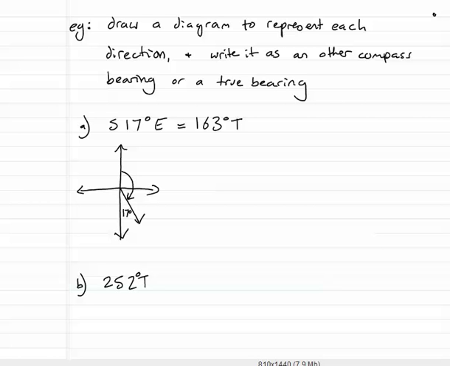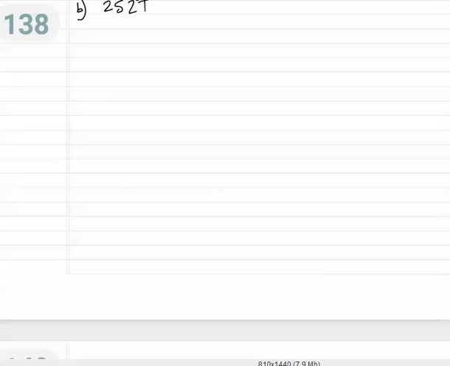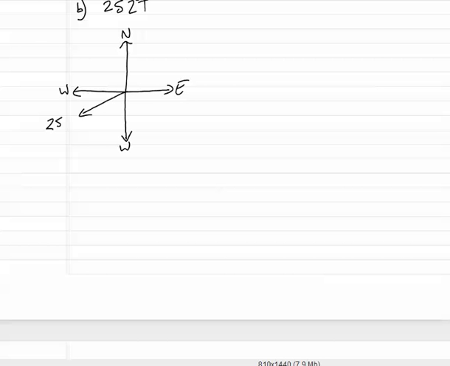Our other question, 252 degrees T. It's a good idea to make sure you know the angle of all the cardinal points. So of course east here is 90 degrees all the way round to 270 for west. So we know we're not quite up to west, so we're going to be out this way. We often put 252 degrees T just there when it appears.